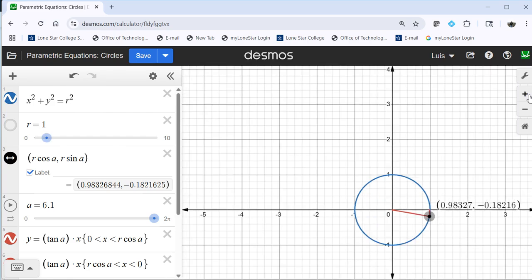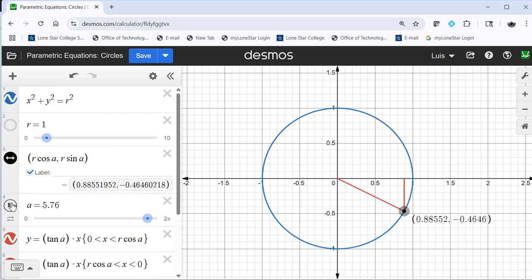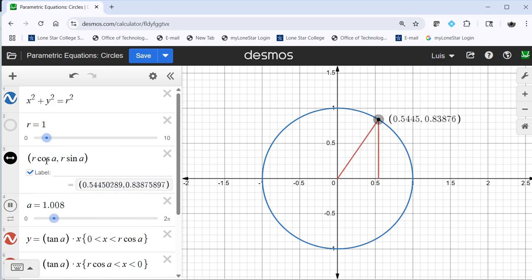Of course, if I just need to zoom in, I can do that, and I can just press play. And you see how it's giving you all of the values in terms of the x component and the y component, with regards to the trigonometric functions cosine and sine respectively. And note that you could find tangent, right? Because tangent is just y over x, which you already have according to this diagram.